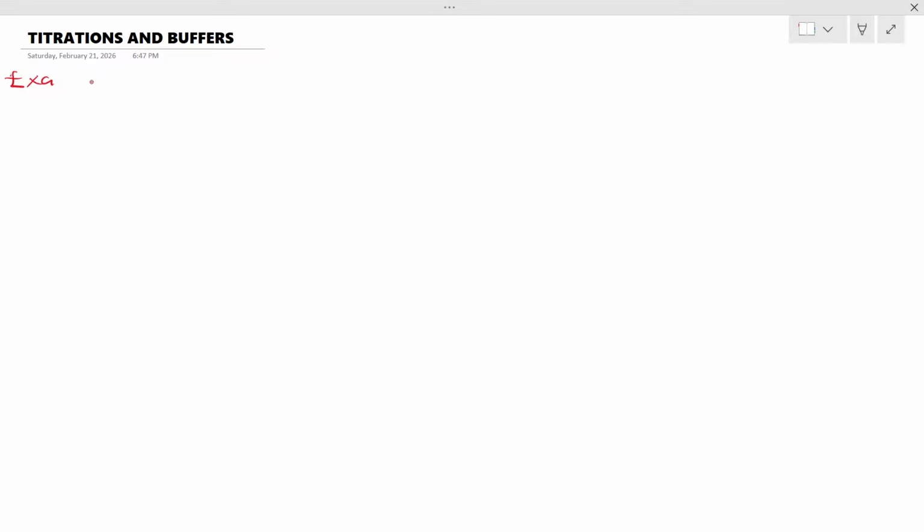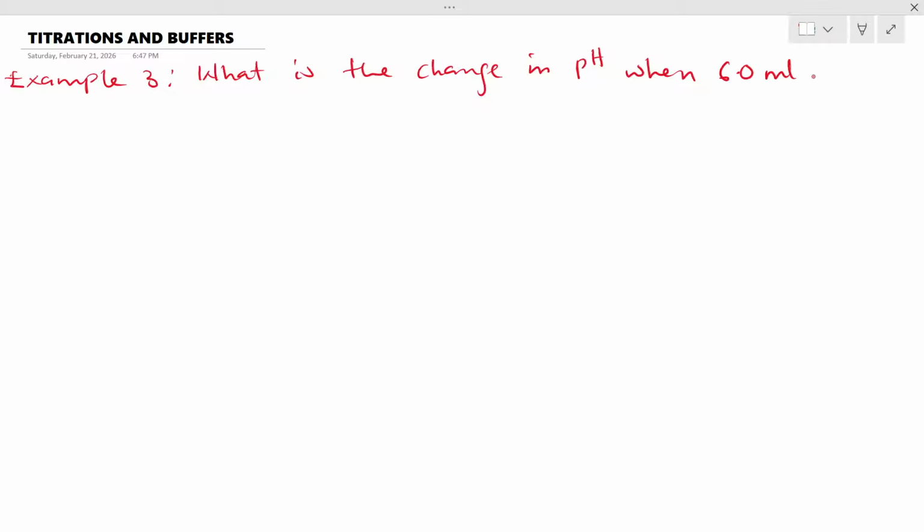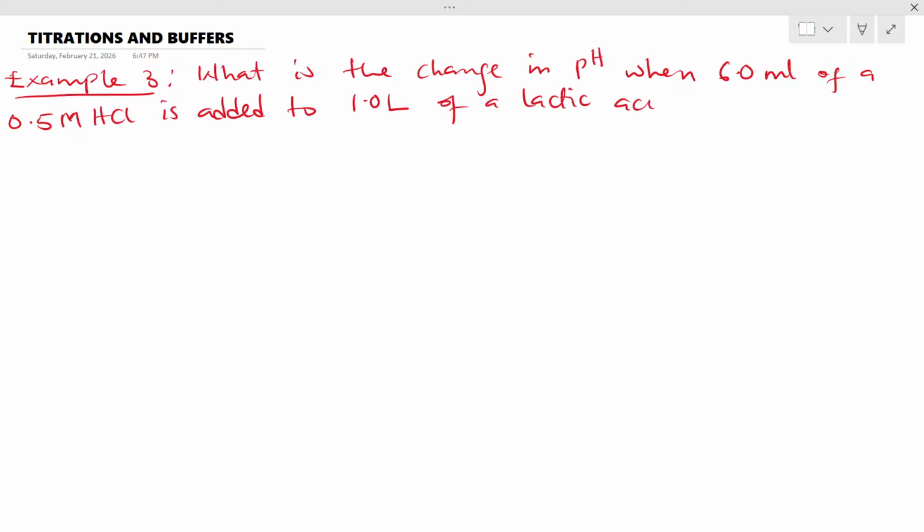So we say example 3. What is the change in pH when 6.0 ml of 0.5 molar HCl is added to 1.0 liter of a lactic acid buffer?